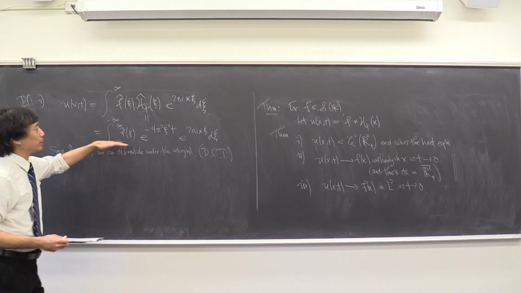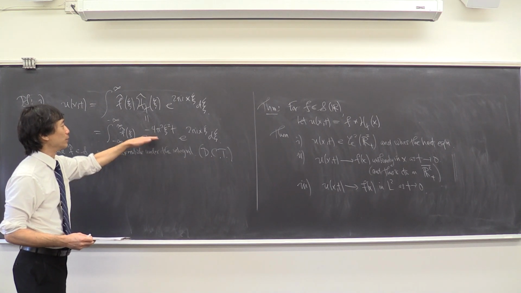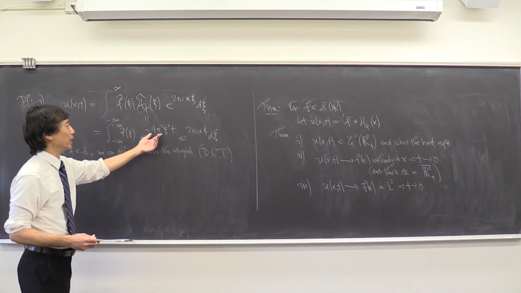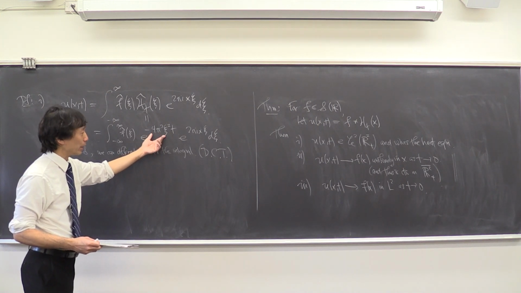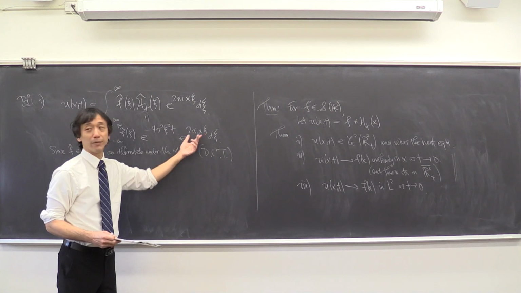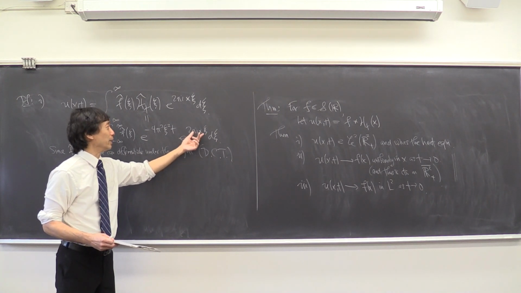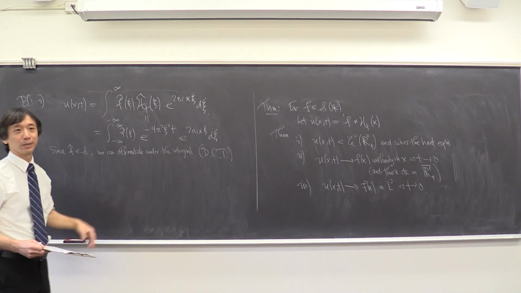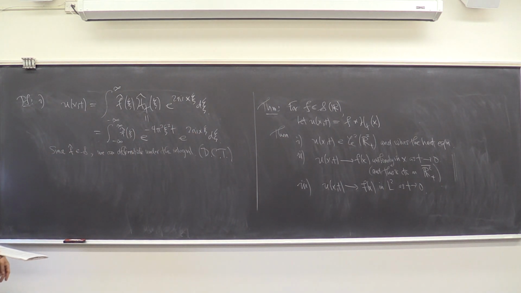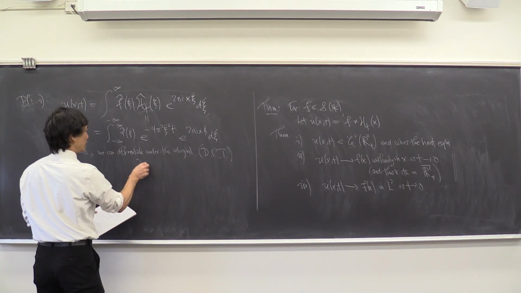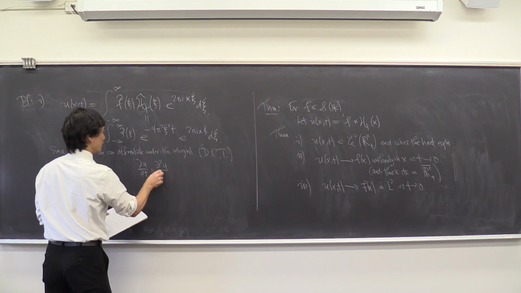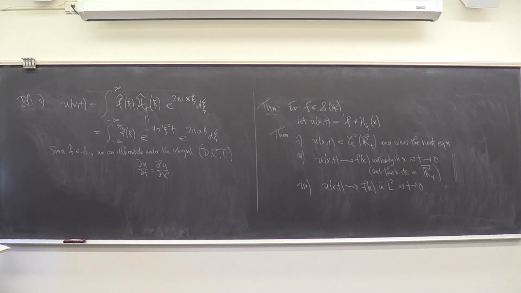Okay. And you see that differentiating once with respect to t is just going to get you a constant of negative 4 pi squared xi squared. Differentiating twice with respect to x is going to give you that same constant, because you're going to get 2 pi i xi squared. So you see that the first derivative with respect to t is the same thing as the second derivative with respect to x.